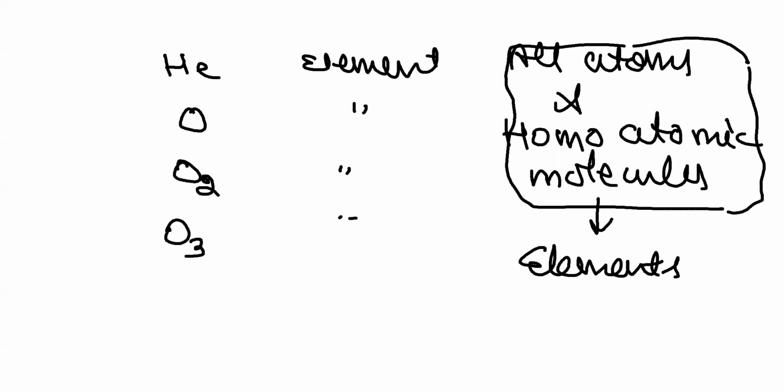Understand? Yes, sir. So we always say the periodic classification of elements. It is known as the periodic classification of elements. From now on, you learn that elements are either all atoms or a homoatomic molecule. Got it or not? Yes, sir.